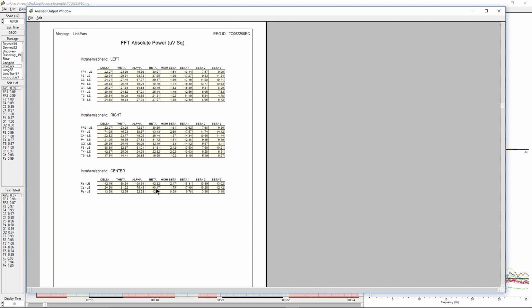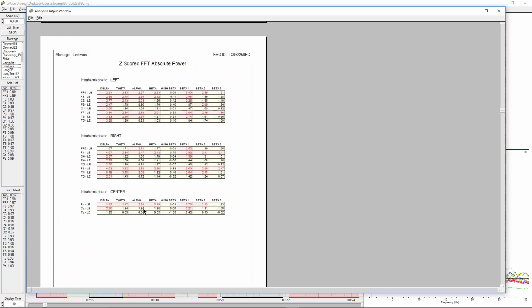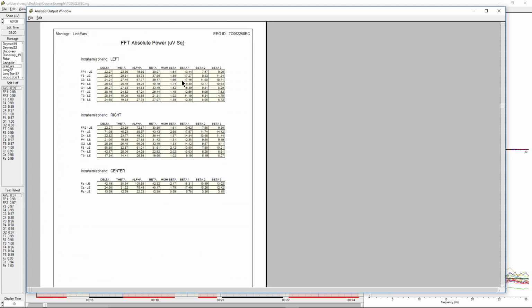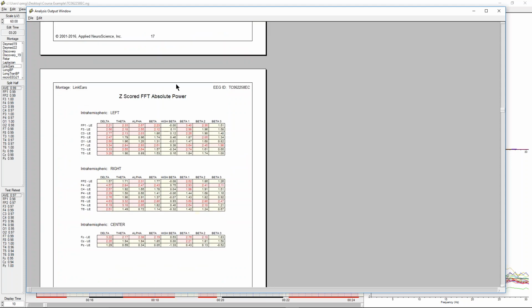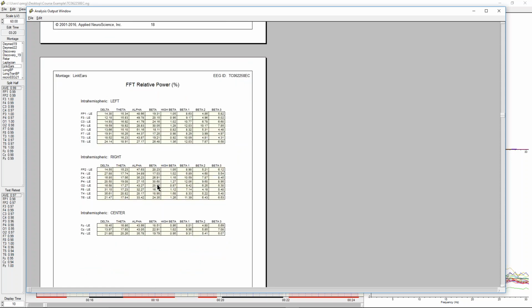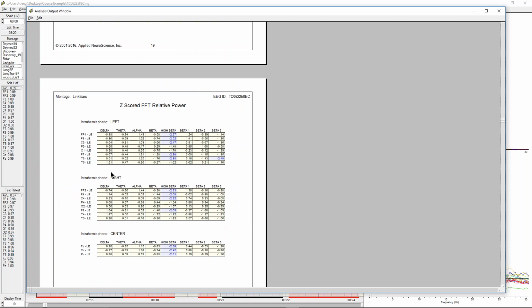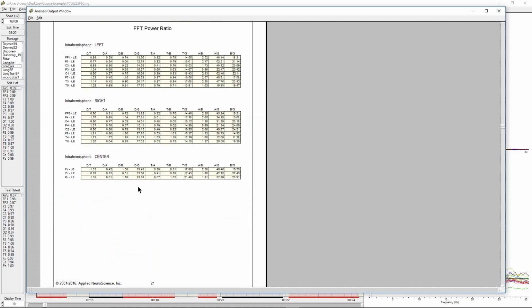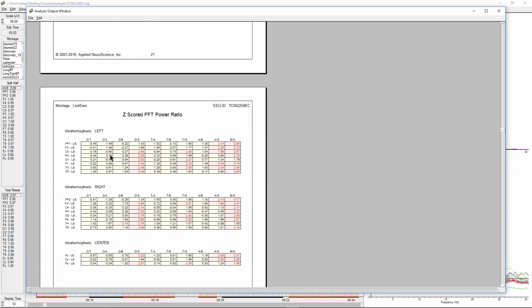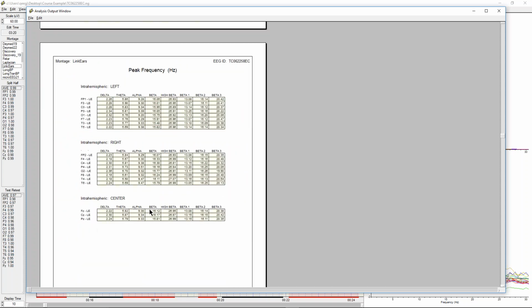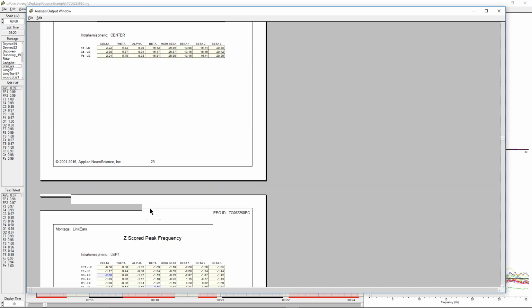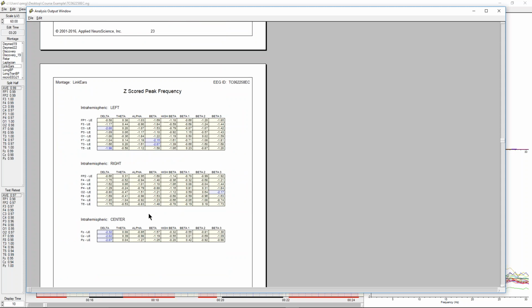These are just text tables that show the same information as we were seeing in the topographic maps. So we see the absolute power values and then the statistical absolute power values with the numerical values presented here in terms of their correlation between these sensors. Again, the same thing is true with relative power and then the statistical values of relative power and then power ratios. And here we see statistical power ratios. Peak frequency, we'll see if our peak alpha frequency is slow.